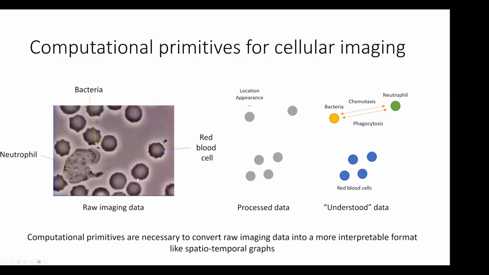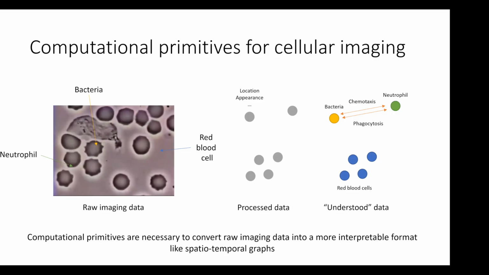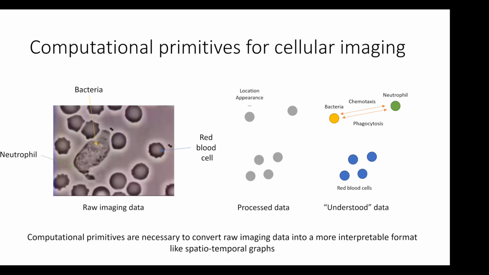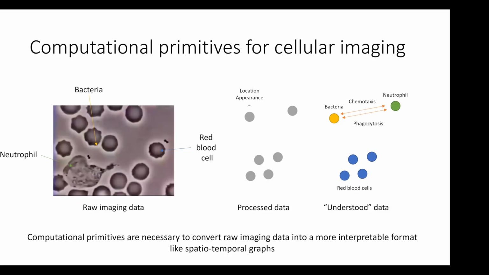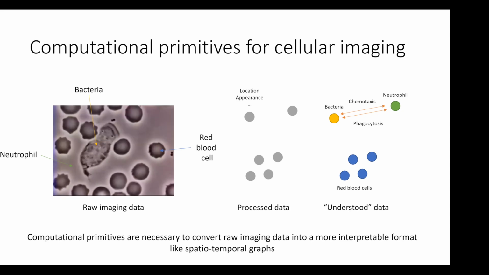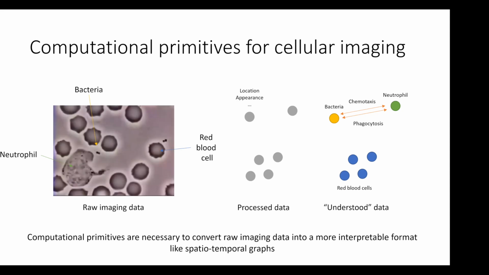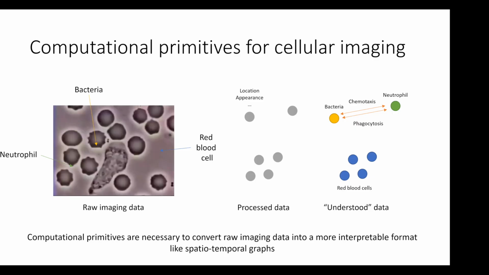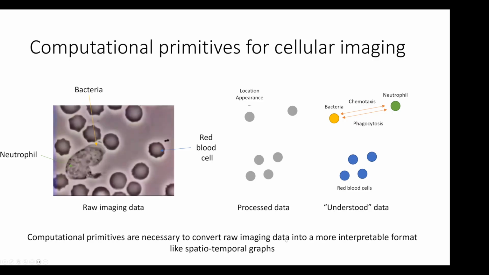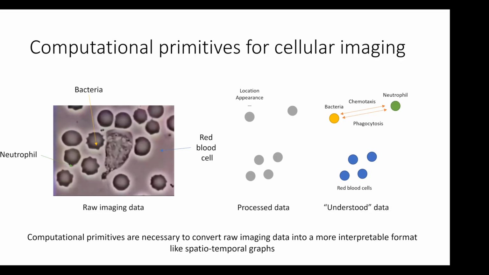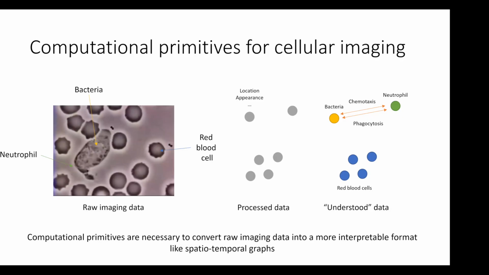And already you can sort of see these AI modules, these computational primitives that you need for the system to be operational, right? You need to understand where the cells are, so cell segmentation; you need to be able to follow them over time, cell tracking. You need to be able to identify cell types, so cell type detection, and then this cell-to-cell interaction detection as well. And so really what these computational primitives do, if you have all of them working together in the system, is they let you convert this raw imaging data into this more interpretable format, a spatial temporal graph.